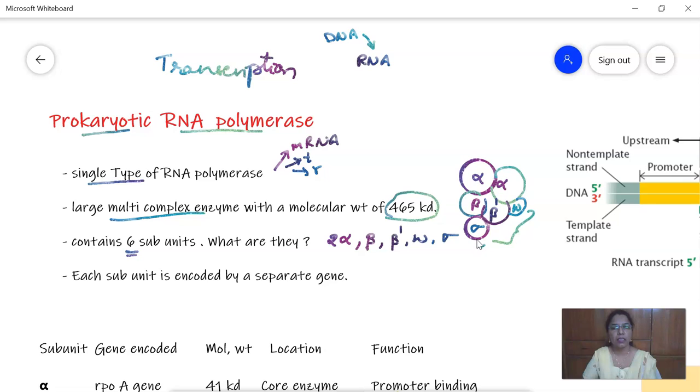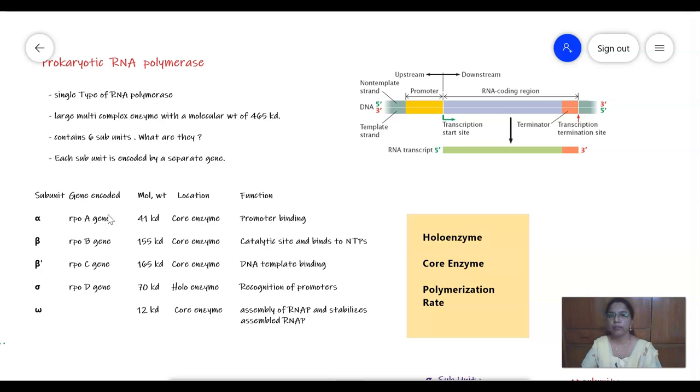Remember that each subunit is nothing but a polypeptide chain. That means it is made of protein. Enzymes are nothing but protein. As it is made of polypeptide chains, it is encoded by genes. There is a separate gene for every subunit. Let's see what those subunits are and what genes encode them. These are the subunits: alpha, beta, beta prime, sigma, omega, and these are the genes encoding them.